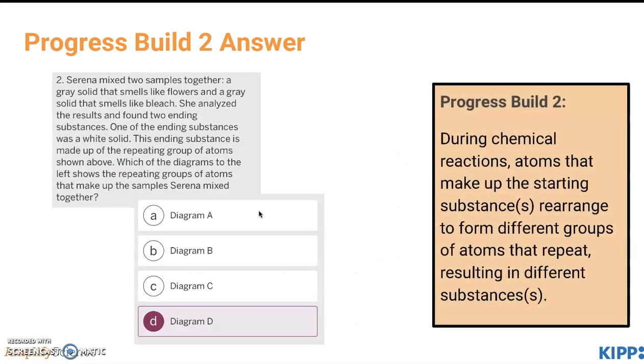Diagram D. Progress build 2. During chemical reactions, atoms that make up the starting substances rearrange to form different groups of atoms that result in different substances.